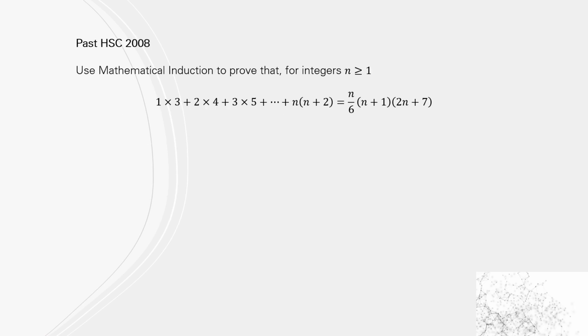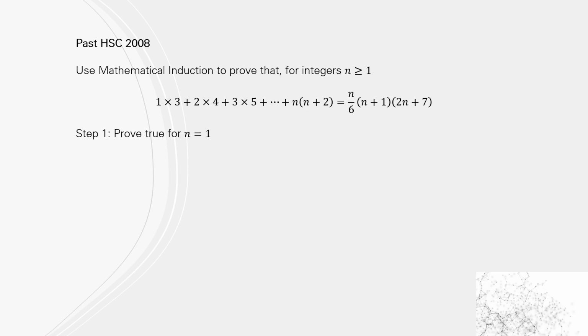So here's an example from a past HSC. We're going to prove that 1 times 3 plus 2 times 4 plus 3 times 5 plus up to n lots of n plus 2 is equal to n over 6, n plus 1 times 2n plus 7.